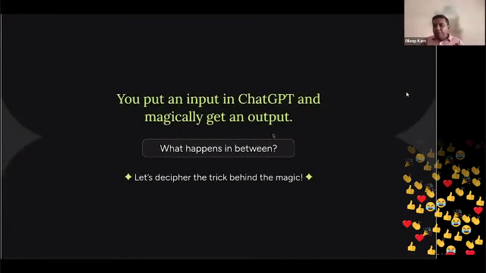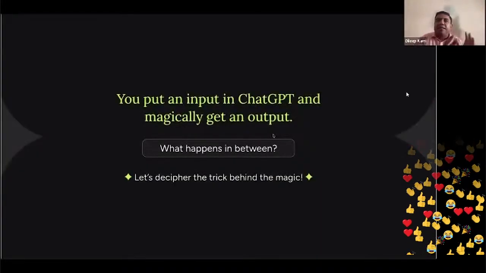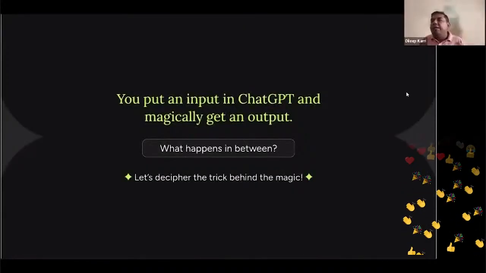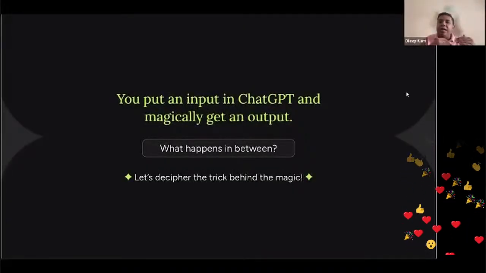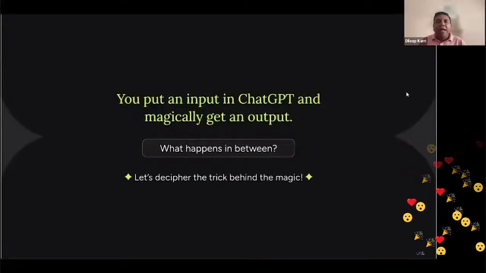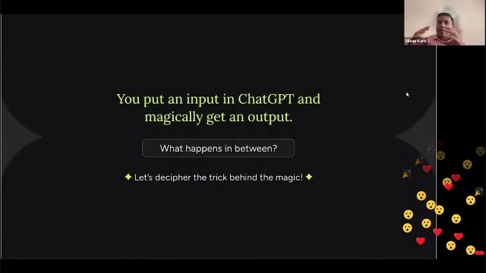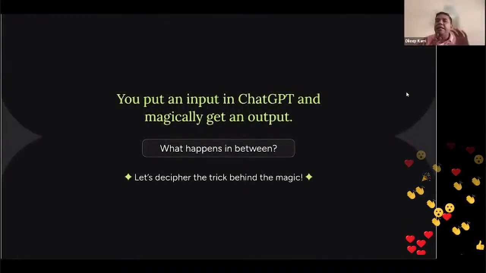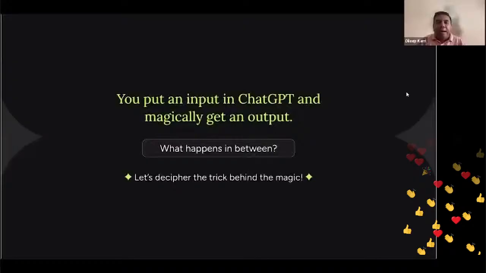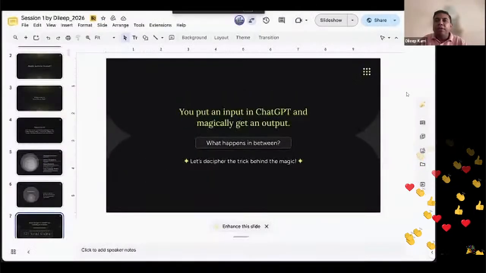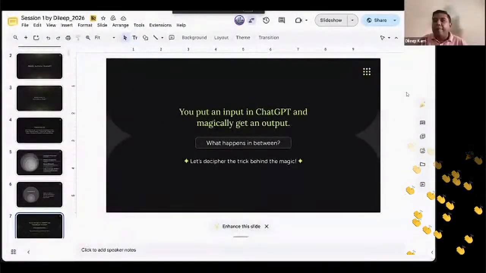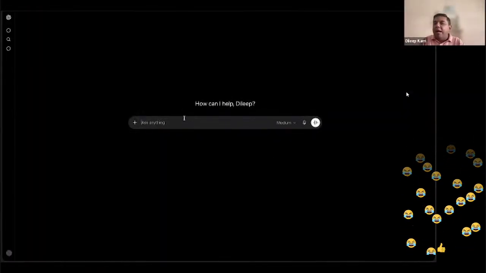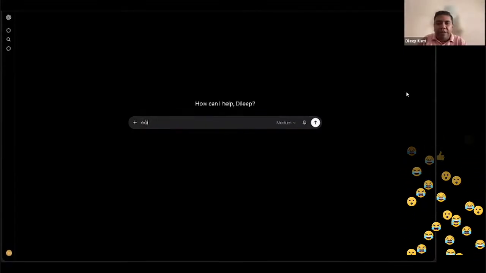Okay, so now we will get into some interesting internals of how ChatGPT works, wherein you can put an input inside ChatGPT and you get magically an output. Now I am using ChatGPT as a general noun. I can think of it as Claude or Gemini, or any other app. So let me first show that. Maybe I will open ChatGPT itself, and let me ask this little prompt.